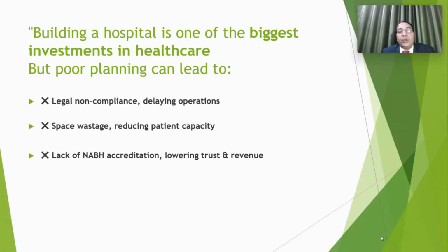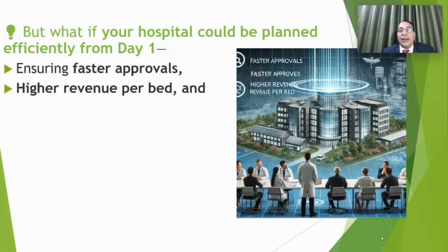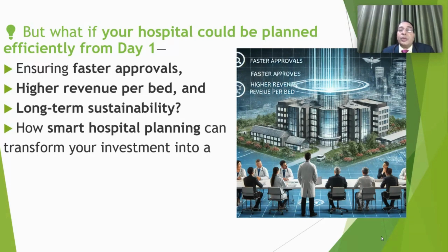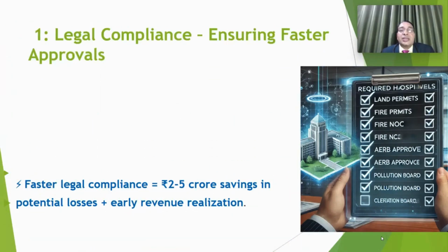Building a hospital is one of the biggest investments in healthcare, but poor planning can lead to legal non-compliance, delayed operation, space wastage, reduced patient capacity, lack of NABH accreditation, and higher cost and lower revenue. Patients are very smart these days, and Google is making them smarter, so you should not delay NABH accreditation, because patients understand how quality is maintained through NABH accreditation. If you delay it, patient trust will reduce, and so will the number of patients and revenue. High energy and maintenance cost will also eat your profit.